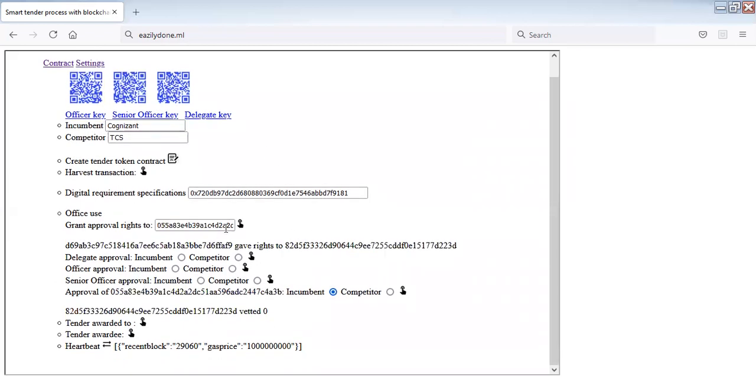Now we will grant approval rights to a delegate officer who would have also evaluated the terms and conditions of the suppliers and their compliance to the department's requirements for service guarantee.